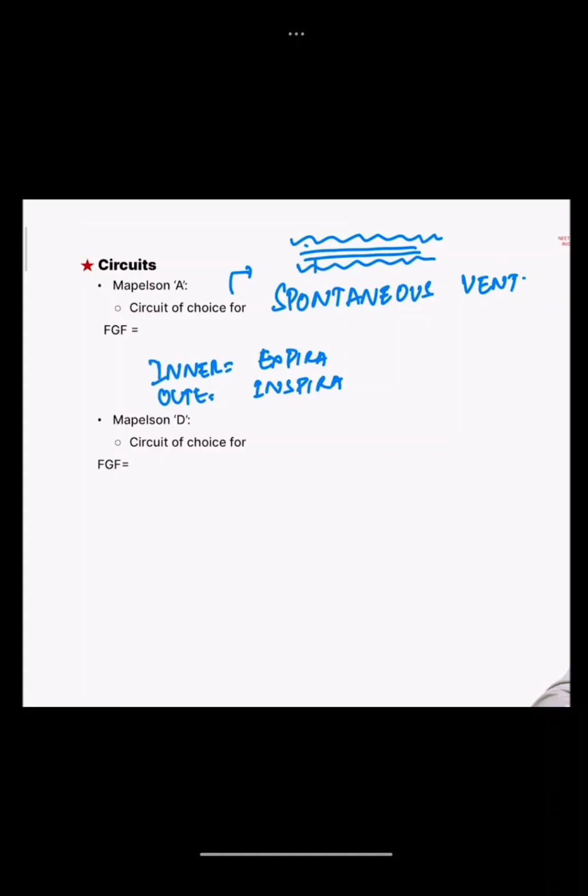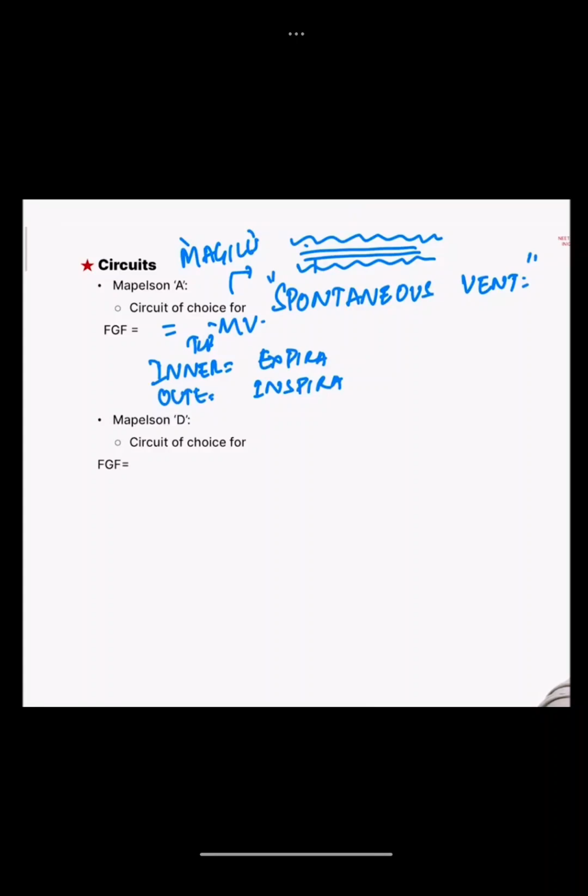Usually inner means inspiratory, you will see, no? But initially when this circuit was introduced, they didn't know what to do, and they jumbled it up. The inner tube was responsible for expiratory and the outer was responsible for inspiratory. And they gave a fresh gas flow equal to the minute volume. That was preventing the rebreathing, and all these changes were done by Magill. Hence, Mapleson A circuit is also called the Magill circuit. This is a circuit of choice for, very, very important, guys, spontaneous ventilation.